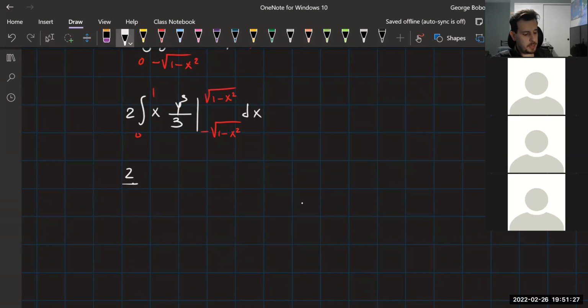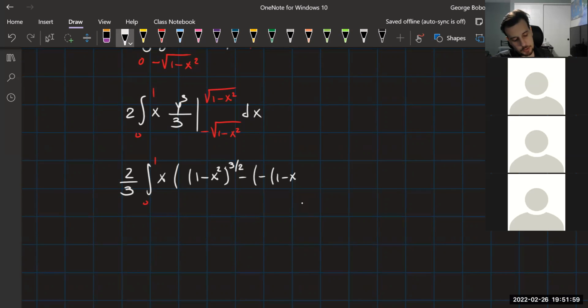I have the 2/3 outside. I'm going to do it in 2 steps to show you. The integral is still here from 0 to 1. And then you plug in the bounds and you realize, well, this thing, if I raise it to the 3 halves, becomes 3 halves. And then I have minus, I've got to be careful here, (1 minus x squared) to the 1/2 to the 3rd power.